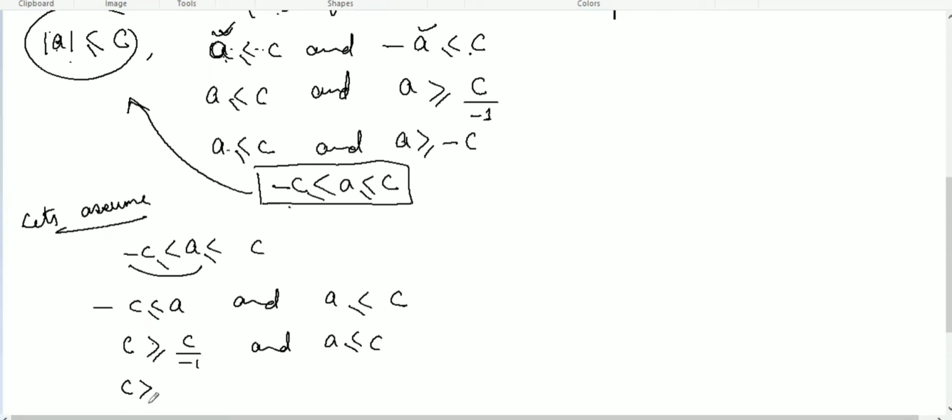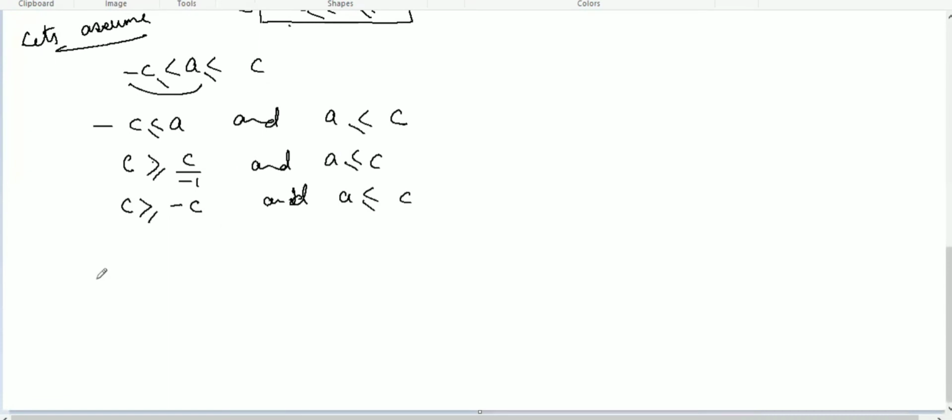Then C will be greater than or equal to minus A, and here A will be less than or equal to C. So minus A, you can write it down: minus A is less than or equal to C, and A is less than or equal to C as well.